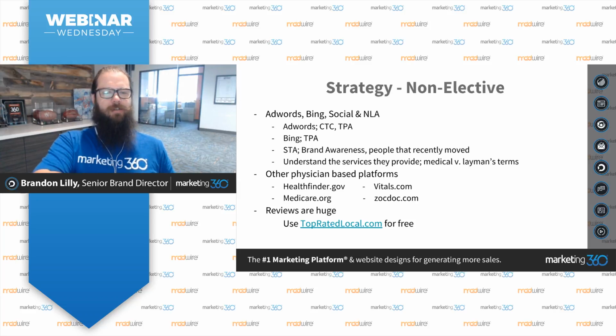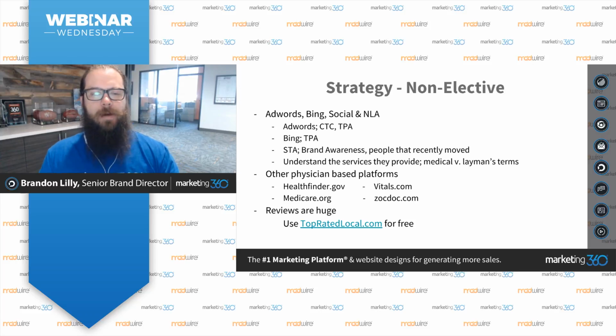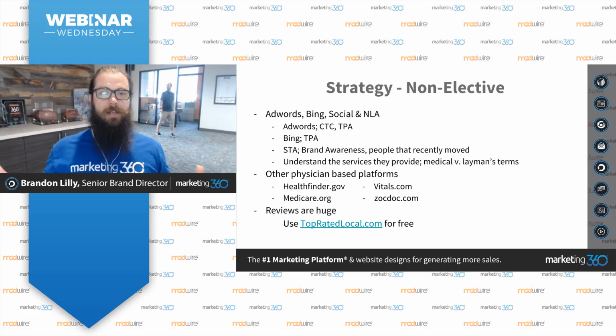They're going to search for it in their own words. You can also use physician-based platforms, getting your name out there a little bit more. Healthfinder.gov, Medicare.org, Vitals.com, ZocDoc.com, and reviews are incredibly valuable here. So I always like to recommend Top Rated Local. It's a free platform. You can go ahead and list your business there, and it's a review aggregate. So it pulls in the review statistics from all your other review sites and gives you an aggregate score there. So there's a lot of value.